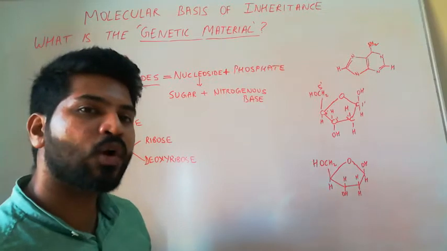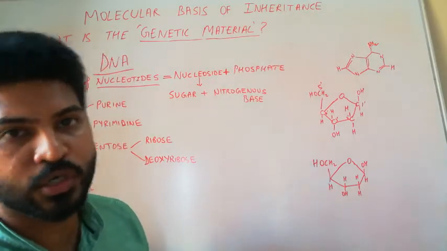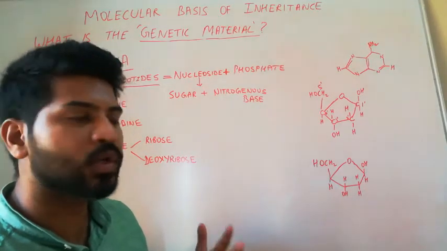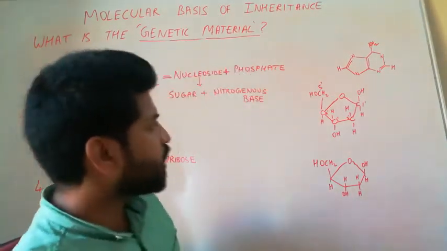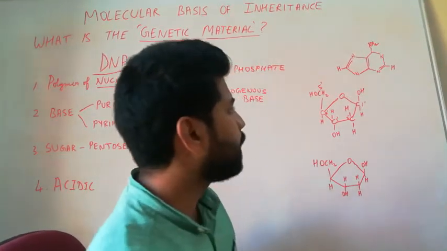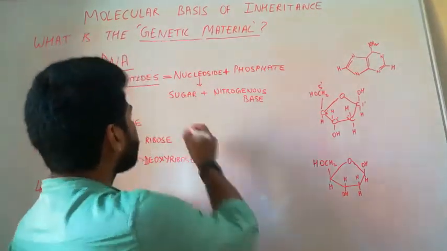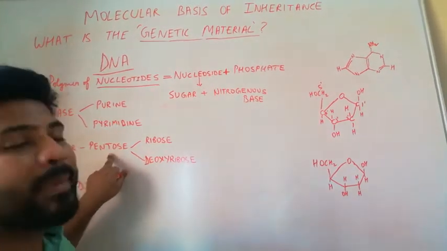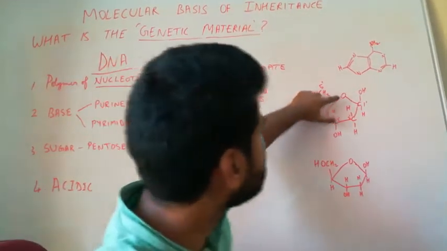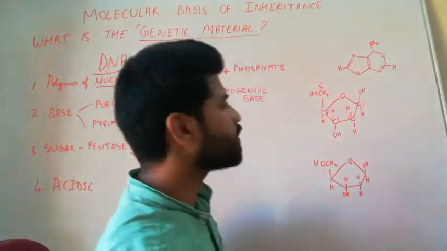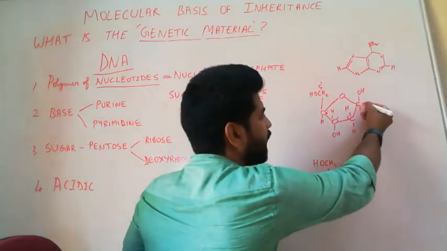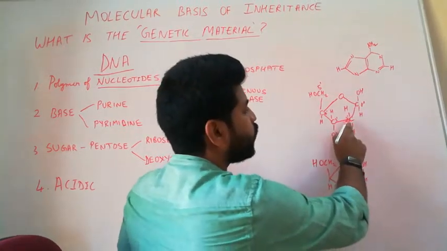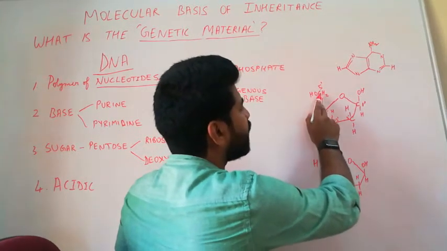In DNA, the sugar is called deoxyribose sugar, whereas in RNA, it is called ribose sugar. The structure of one such sugar molecule is drawn. As you can see, it is a pentose sugar. So there are 5 carbon atoms in this sugar molecule, named starting from here, 1 prime or 1 dash, 2 prime carbon, 3 prime carbon, 4 prime and 5 prime.